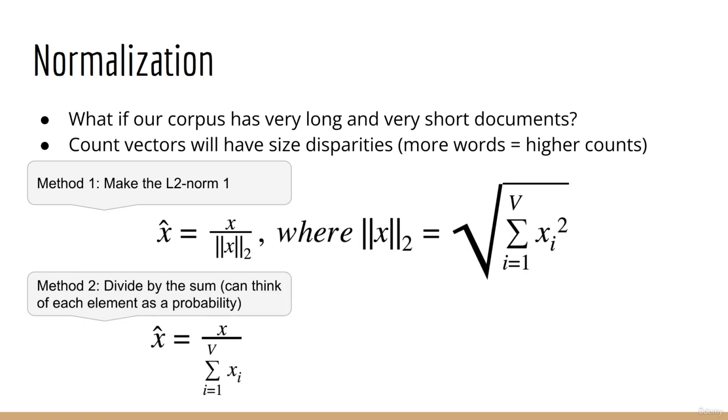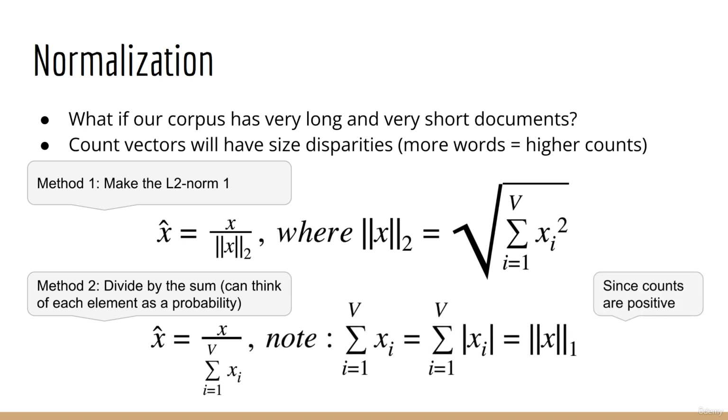Note that an equivalent method is to make the L1 norm of the count vector 1. The reason why this is equivalent is because we already know that all the counts are non-negative. Technically, the L1 norm is the sum of all the absolute values of each element. But since we already know all the values are non-negative, the absolute values are equal to the original values, and this is just equal to dividing by the sum. So either way, this will ensure that the sum of all the elements is 1.